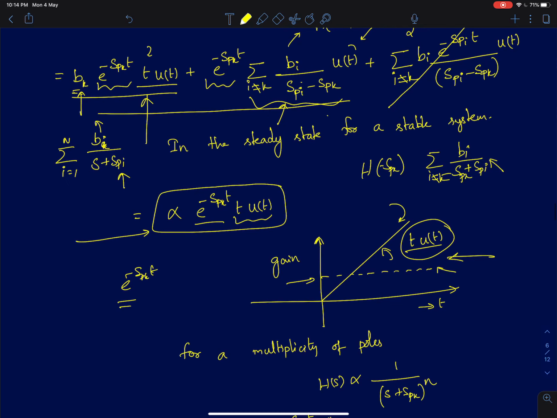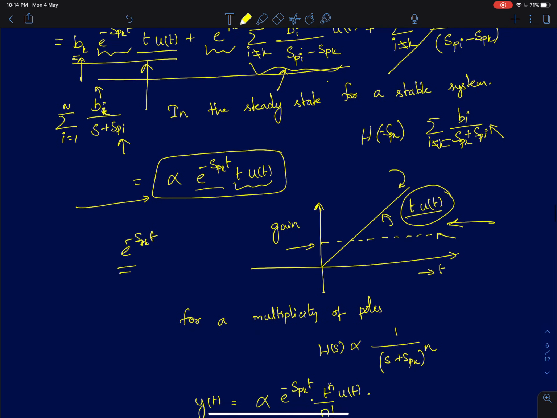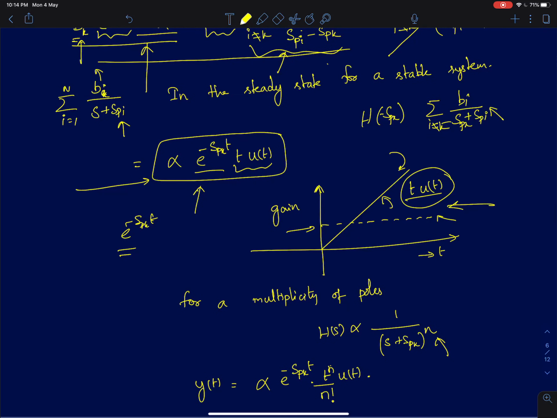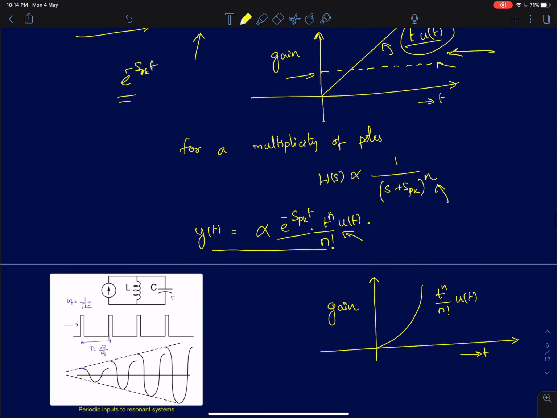Now if you assume that the system has a small n number of poles at spk. When there is multiplicity of poles at the same point, instead of just one pole, you can follow a similar derivation to the one I have shown here and show that the expression is going to be the input e power minus spk t multiplied by t power n by n factorial. So the gain is actually going to grow exponentially. This is the expression for the gain here.